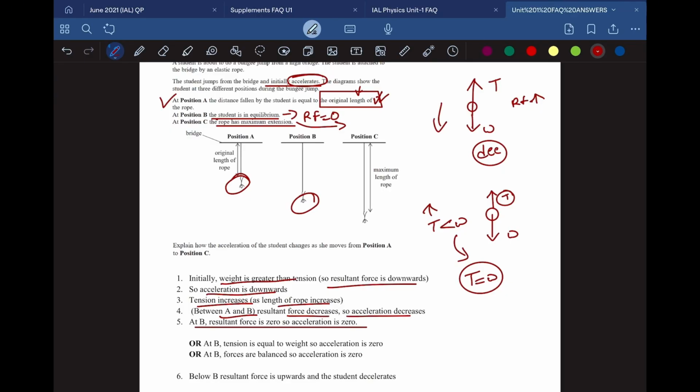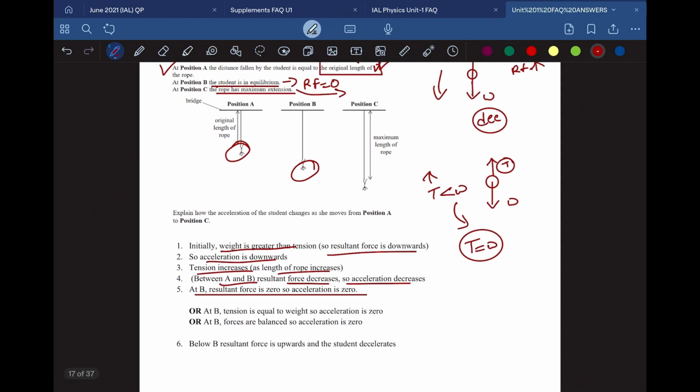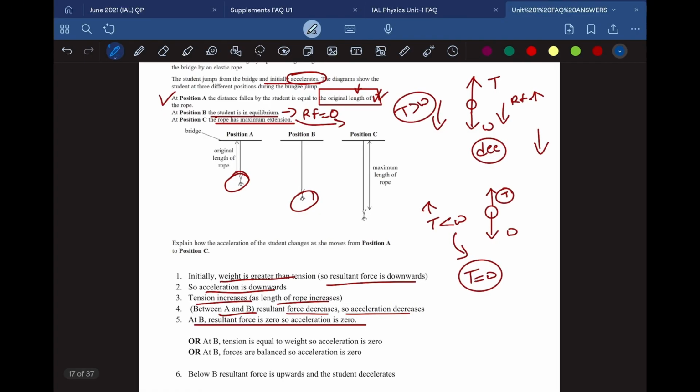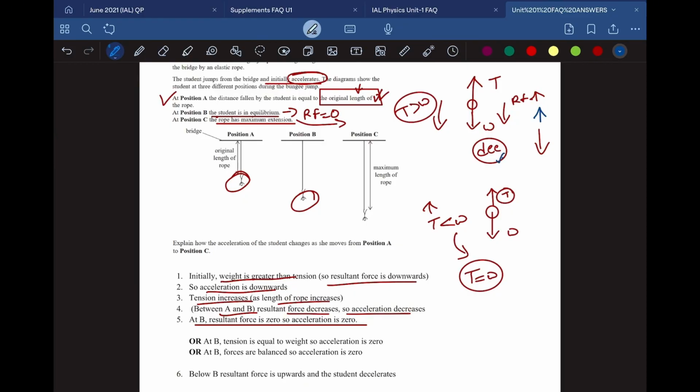Now in the latter part, in point C, it says the rope has a maximum extension, and when something has a maximum extension, we can say now the tension is greater than the weight, and when the tension is greater than the weight, we can say the upward force is greater than the downward force. But as the person is going downward and the upward force is greater, we can say the resultant force is upward, and the resultant force is in the opposite direction to the direction of motion. Because the direction of motion is downward but the resultant force is upward, we can say it is decelerating. We can say below B, the resultant force is upward and the student decelerates.